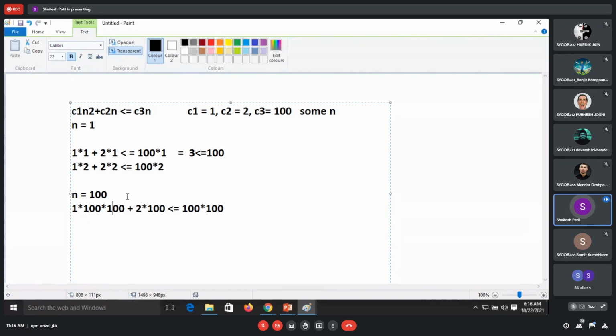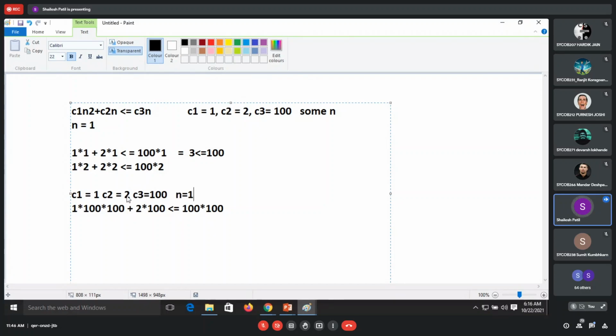Now again I will write: C1 is equal to 1, C2 is equal to 2, and C3 is equal to 100. That I have written. And what is our formula? C1 n square. C1 is 1, and in this case, what is the n value?